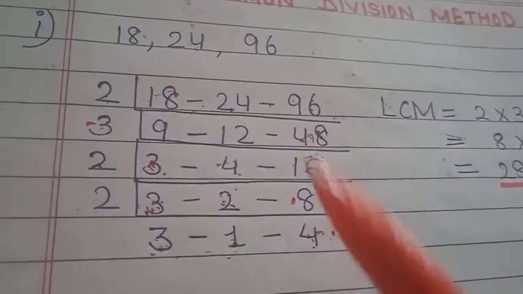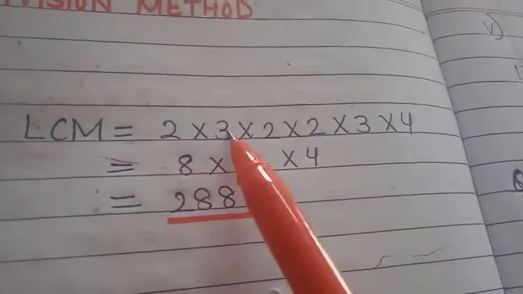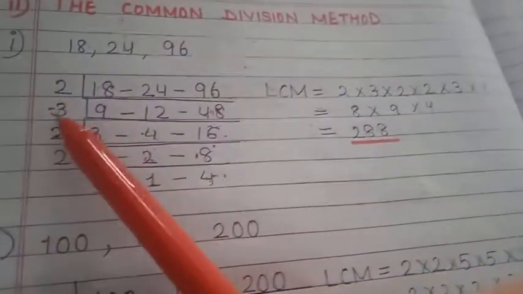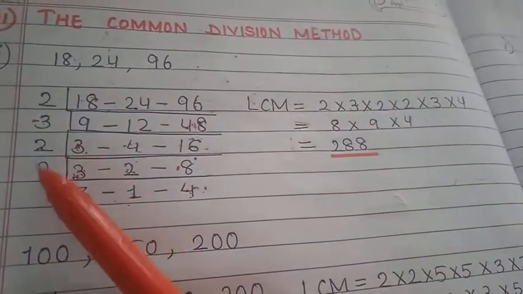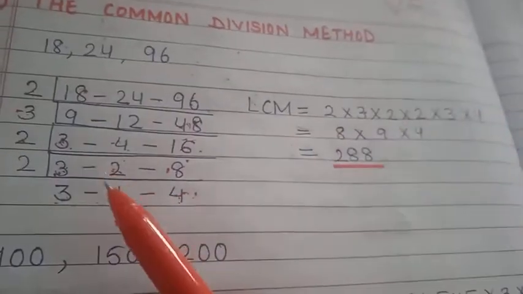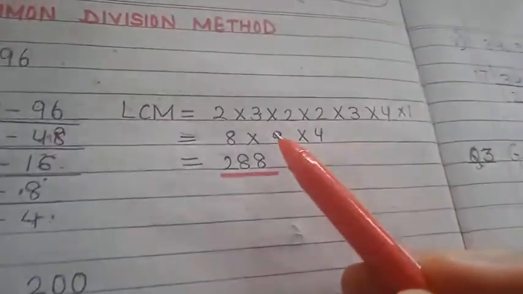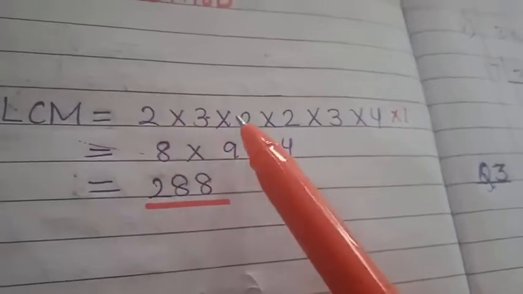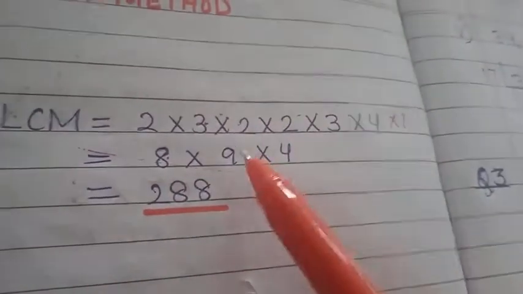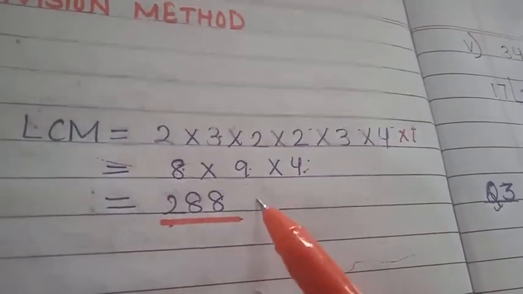Last line means this line. So 1, 2, 3, 4, 5, 6, 7. So 2 multiplied by 3, you can see 2 multiplied by 3 multiplied by 2 multiplied by 2, 3 and 4. I have not written 1, you can write 1 also. Okay. So 2 2s are 4, 4 2s are 8, 3 3s are 9 and 4 1s are 4. Multiply this, you will get 288. Okay. So this method is more easier once you have practice.